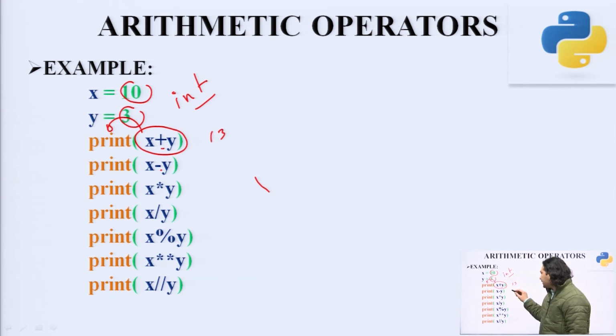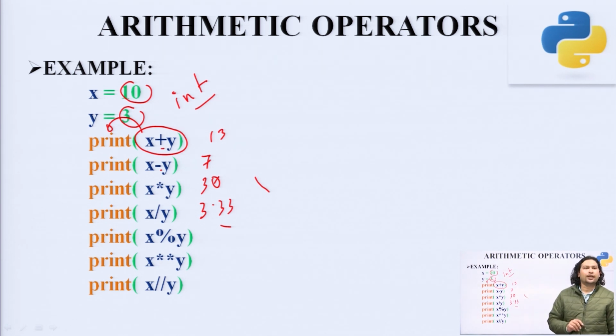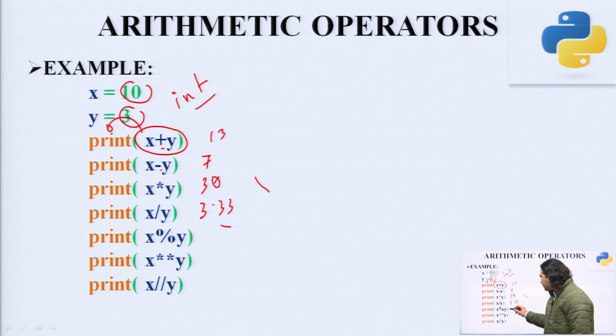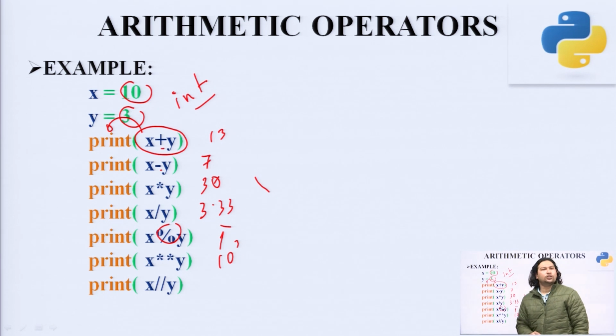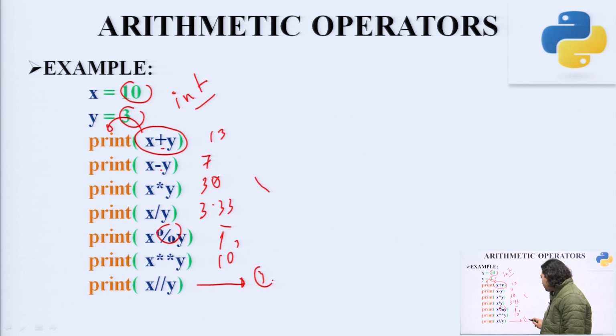Here 10 minus 3, that is 7. The 10 multiplied by 3 becomes 30. It is a multiplication. Similarly, here you will get the value in float. The division always gives you the value in a float data type. The next one is the modulus. Here what you are getting is the remainder of 10 divided by 3, that is 1. Similarly, 10 raised to power 3 is 1000, and the last one is floor division. It is purely an integer data type result in the form of division. That is why the answer for this is 3.